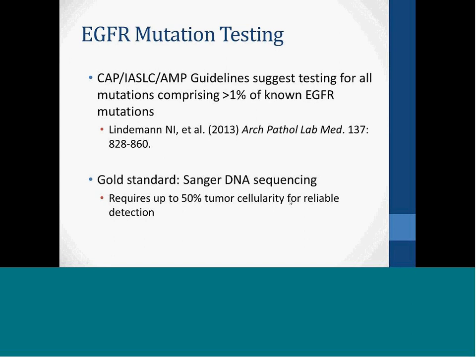Now, the recent CAP-IASLC-AMP guidelines that were released just last year said that all mutations comprising greater than or equal to 1% of known EGFR mutations should be tested. Of the methods used for testing, the gold standard is still direct DNA sequencing using Sanger-based technologies. The main drawback of this approach, however, is that it requires maybe up to 50% tumor cellularity for reliable detection of these mutations. And as no doubt you've all experienced, there are going to be many tumors where the percent tumor cells is much lower than that 50% threshold.